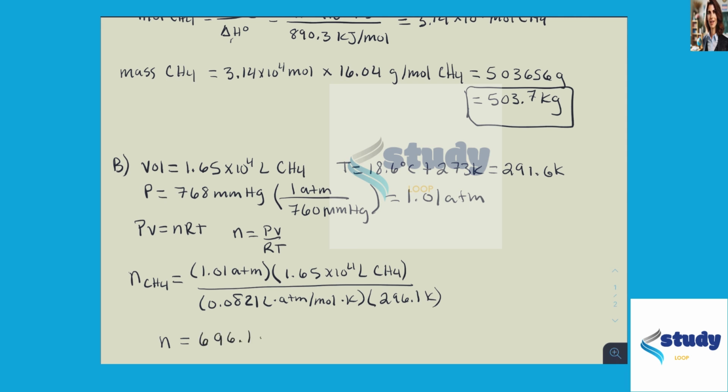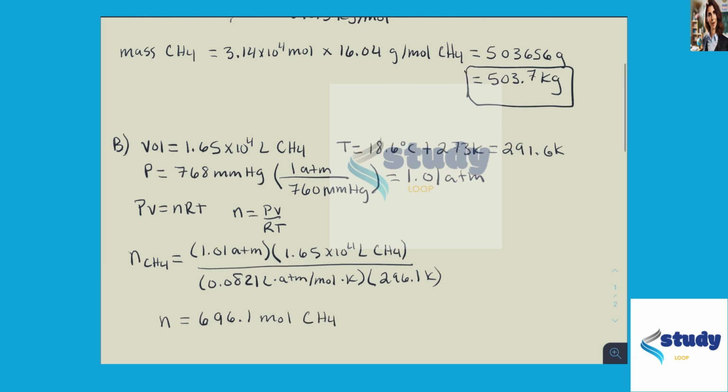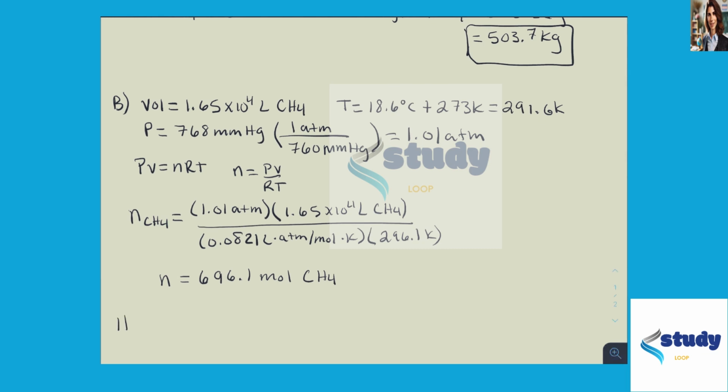When we calculate this out, our number of moles is going to be 696.1 moles of methane. So now we can find heat evolved. The heat evolved is going to equal our moles of methane times negative 890.3 kilojoules that we got from our enthalpy of our reaction, per 1 mole of methane.